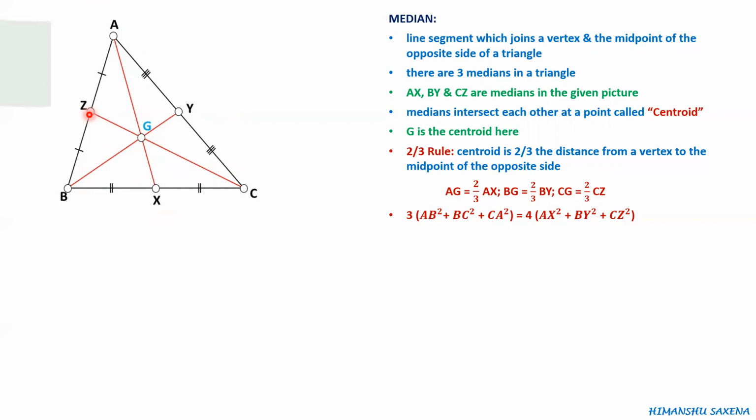Another rule says that three times the summation of the squares of these three sides, so three times AB square plus AC square plus BC square, is equal to four times the summation of the squares of the medians. So four times AX square plus BY square plus CZ square, right?